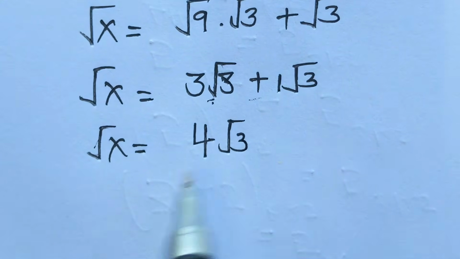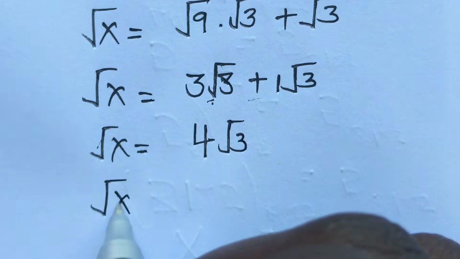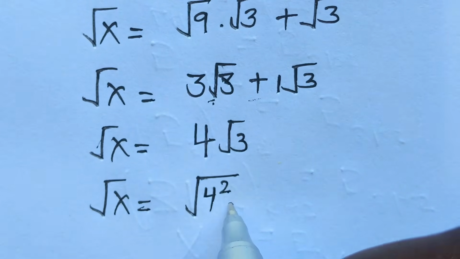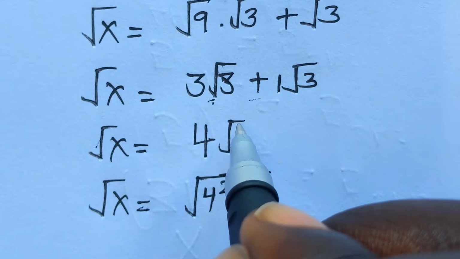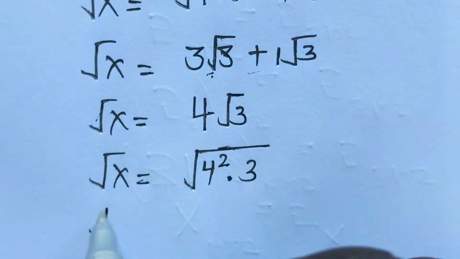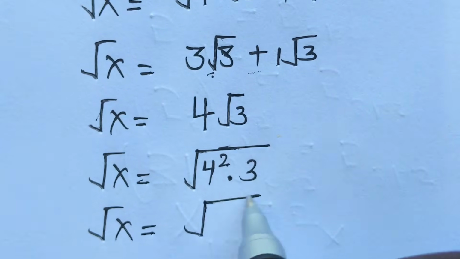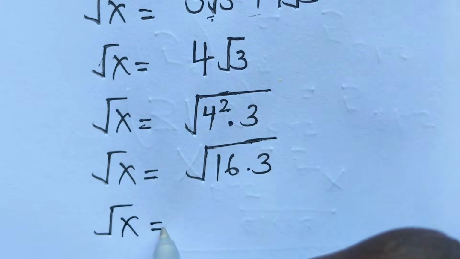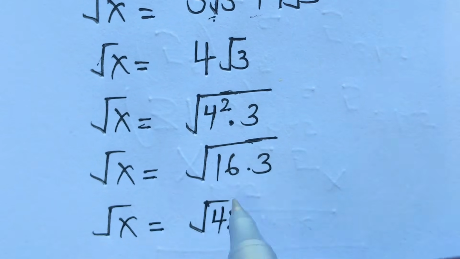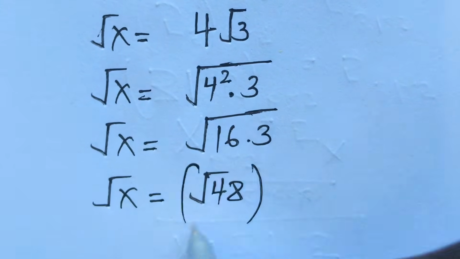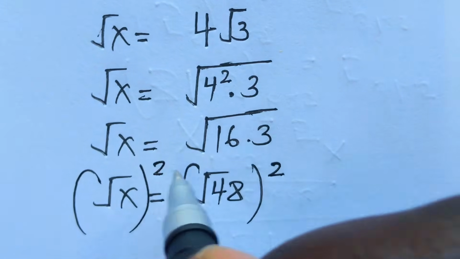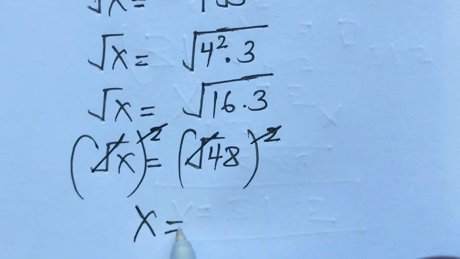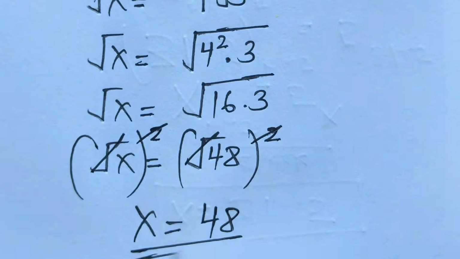Alright, then at this stage we can write this one as square root of x which equals square root of, this is 4 squared times 3. Once it goes inside, we get square root of x which equals square root of 16 times 3, so that square root of x will be square root of 48. Then square both sides, then this one goes, this one goes, to get x which equals 48.